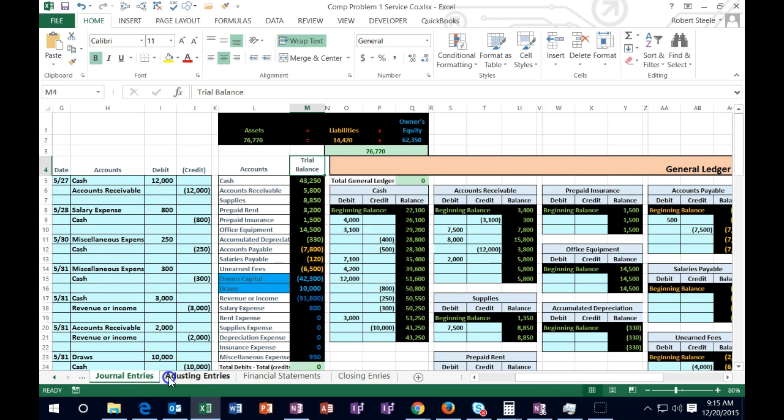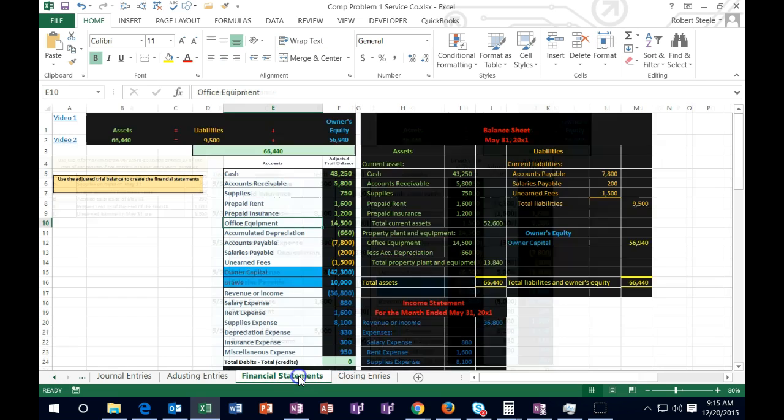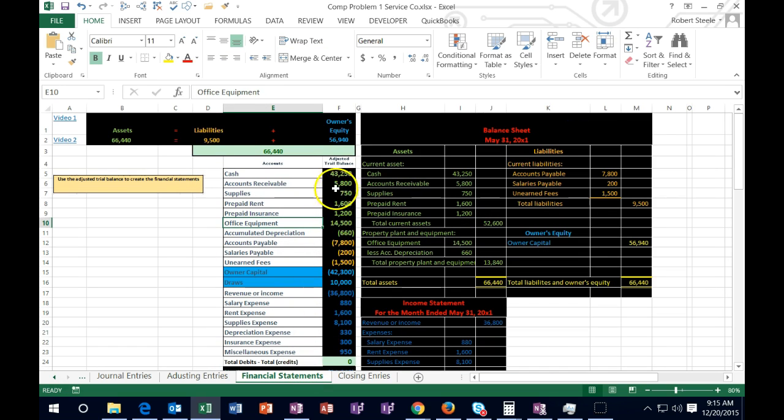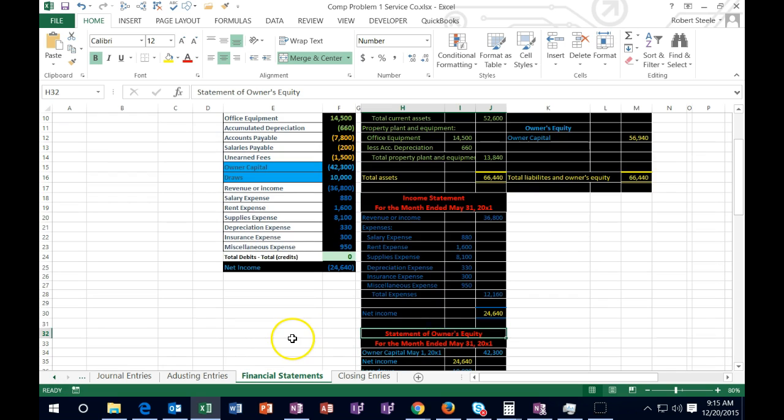Then we did the adjusting process over here. So we took the unadjusted trial balance from the prior tab. We then made adjustments to it so that we had an adjusted trial balance that we could use to make the financial statements with, because it was on an accrual basis at that point. Then we took that adjusted trial balance and created the financial statements. So here's that old adjusted trial balance. Here are the financial statements in the form of balance sheet, income statement, and statement of owner's equity.